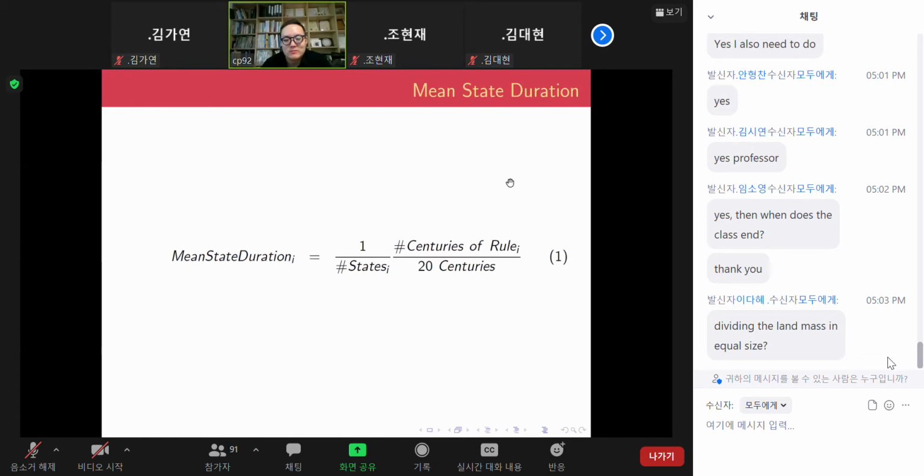Let's talk about mean state duration. Mean state duration was something that I referred to as our main independent variable. This is going to capture how many sovereign state turnovers a particular grid cell experienced, conditioned upon the number of centuries where there was some sort of state rule, right? So this is the number of centuries of rule divided by 20 centuries. This is the proportion, the fraction of time over the 20 century period for which the grid cell was occupied by some state, multiplied by 1 over the number of state changes that the grid cell experienced. Okay, so this is a composite product term that's going to give some indication of what mean state duration is. Any question about the equation, the formula here?